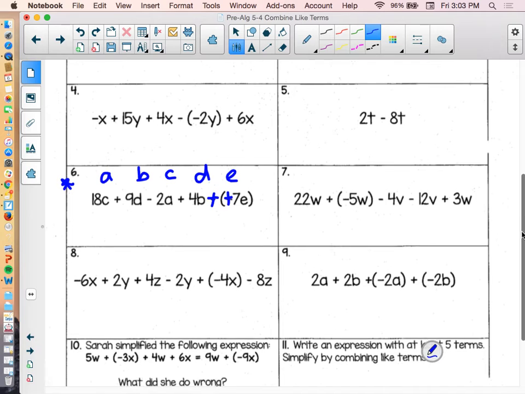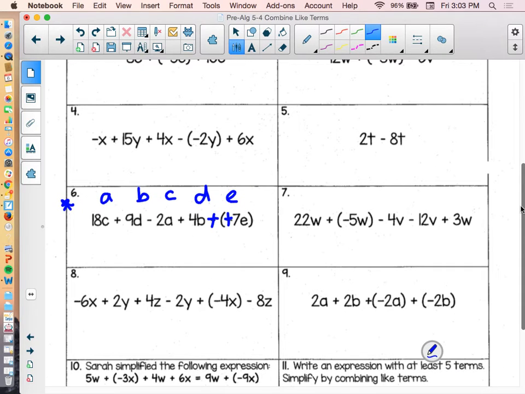Excuse me. All right, one last thing. This number 4 has a negative x. That means it's a negative 1x. Okay, anytime you have a letter without a number, it means 1. If it has a negative in front, it means negative 1. Or if it's just a letter, it would just be 1x.